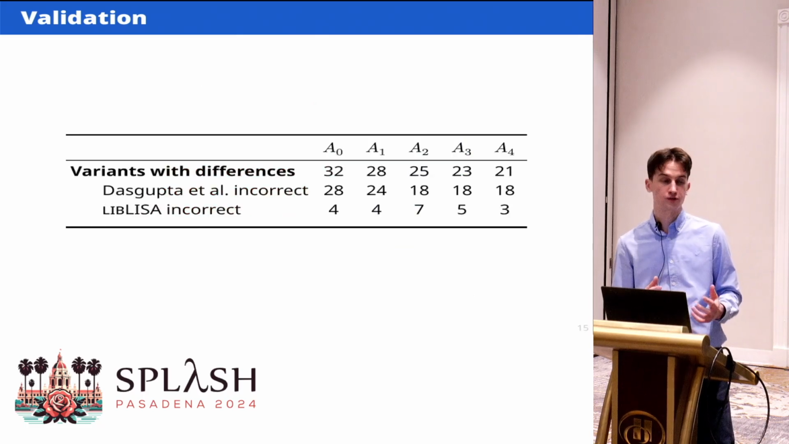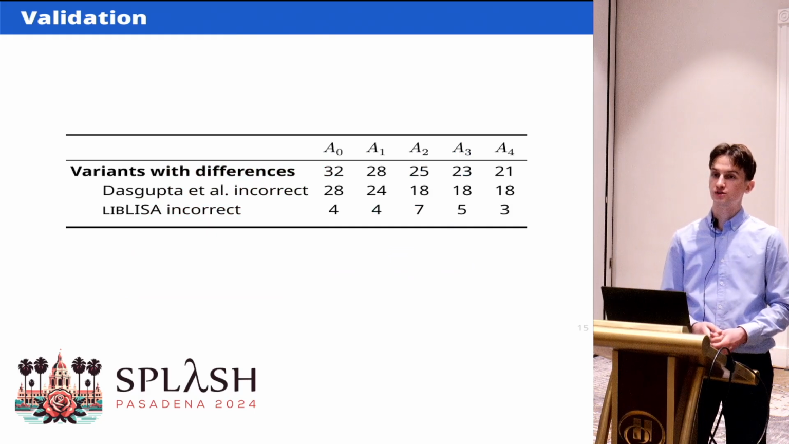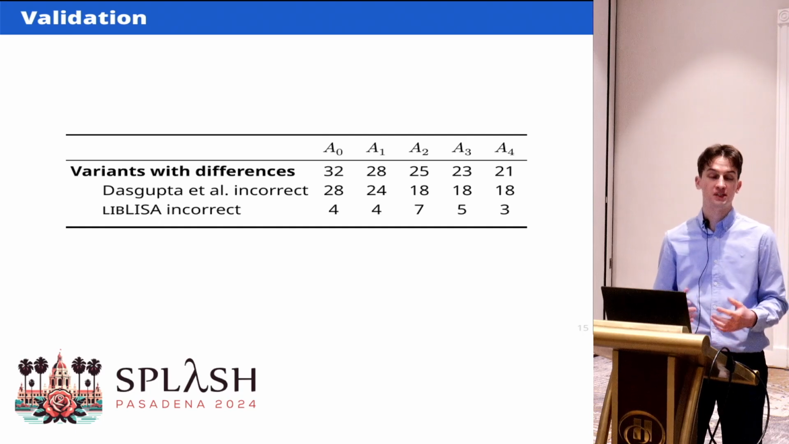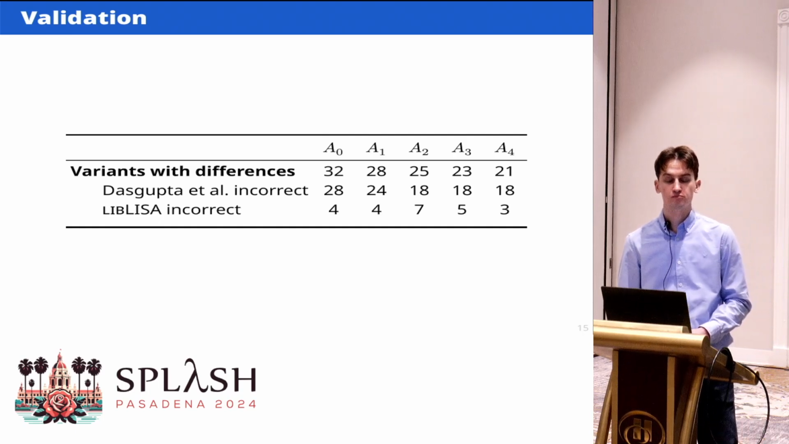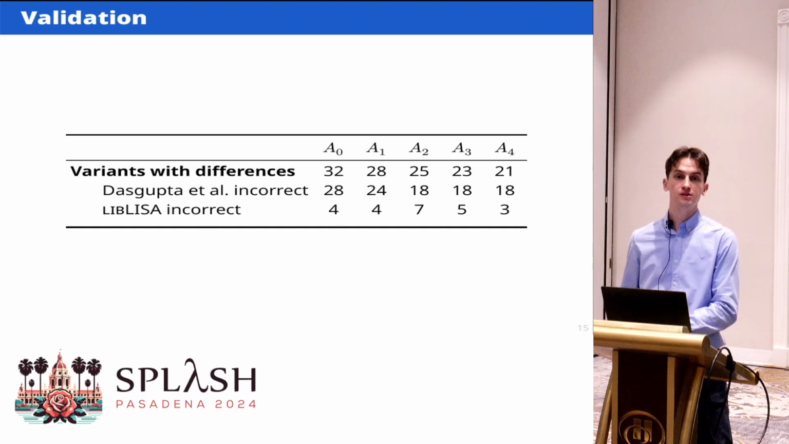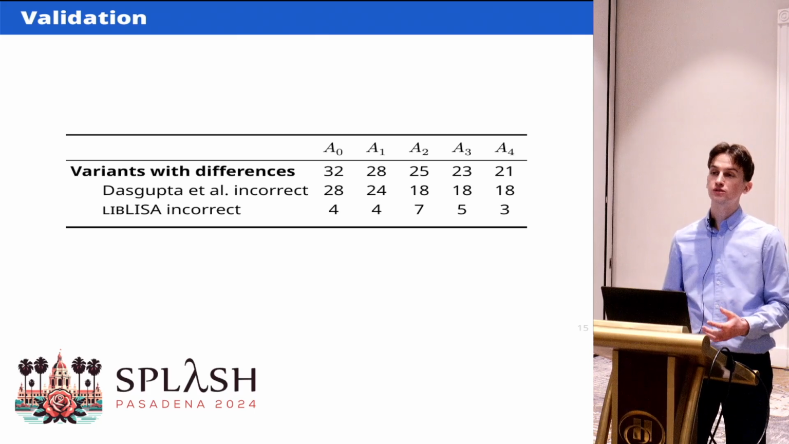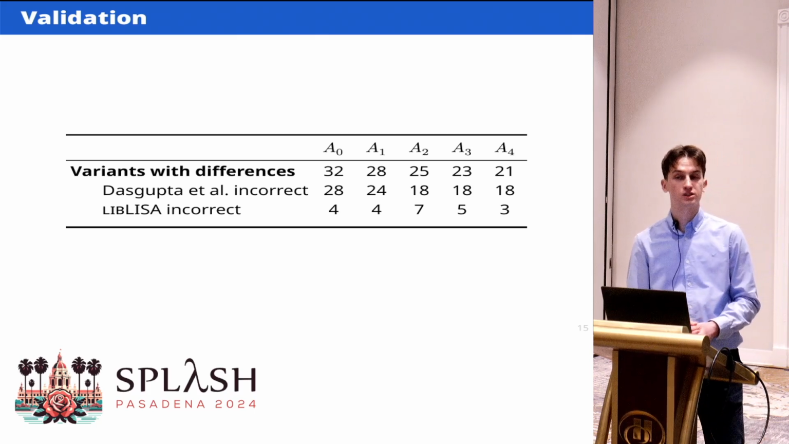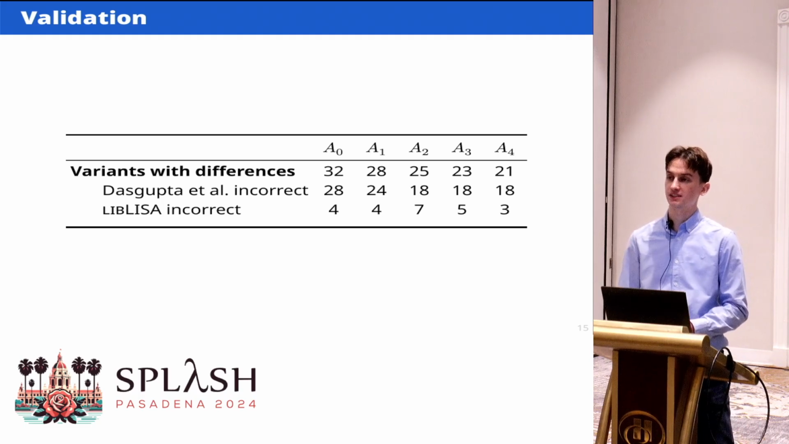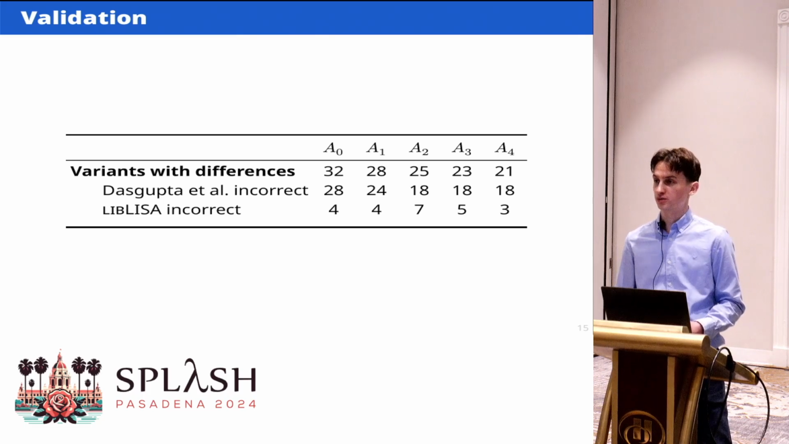We found 32 variants where there was some kind of difference between the semantics from Dasgupta and the automatically generated semantics from libLISA. We manually looked at all of these and classified whether they were an error in the manually written semantics or an error in libLISA's semantics. It turned out that in most cases, 28 of them, it was an error in the manually written semantics. But there were also a few cases where libLISA's semantics were incorrect.